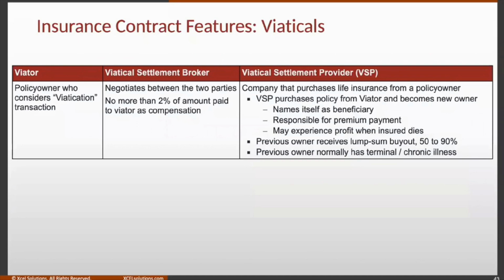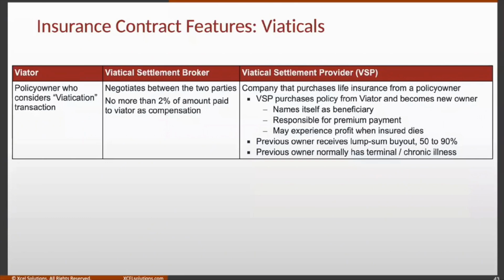The viatical settlement broker negotiates between the two parties, the viator and the viatical settlement company. The viatical settlement broker must be a licensed life insurance agent, and they can receive no more than 2% of the amount paid to the viator as compensation from that payout.